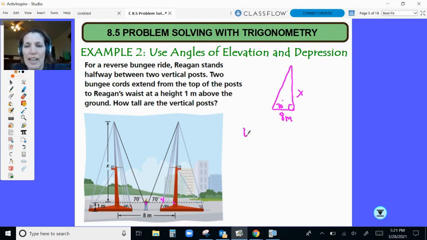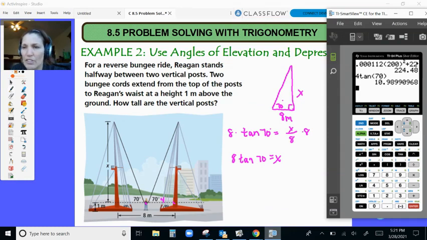So we want to know what the tangent of 70 degrees is, my opposite over my adjacent side. So that's my tangent ratio, okay? So now we just multiply by 8 on both sides. So I'd have 8 tangent of 70 equals my x.